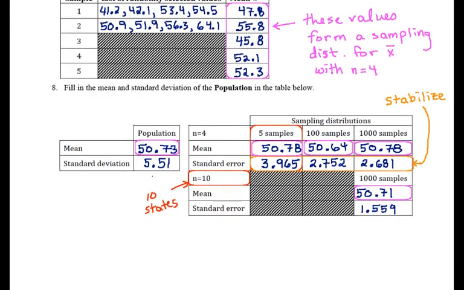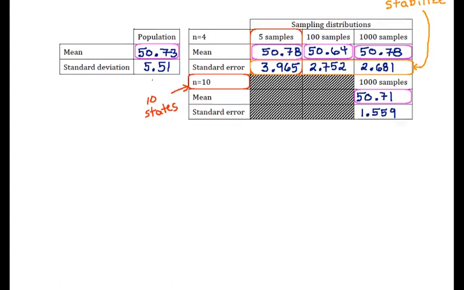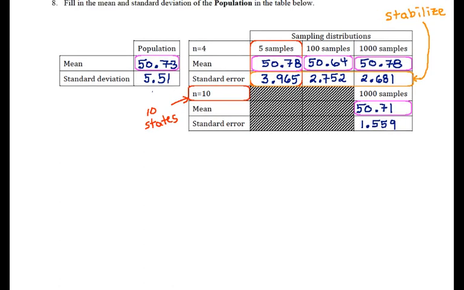So our real takeaways from this are the following. Increasing the number of samples. There's 2 things we want to make sure we're distinguishing between. One is the number of samples, the other is the sample size that goes into each sample. Increasing the number of samples, so that's going from 5 to 100 to 1,000, all that does is make things stabilize. Increasing our sample size, going from n equals 4 to n equals 10, does actually affect the standard error.